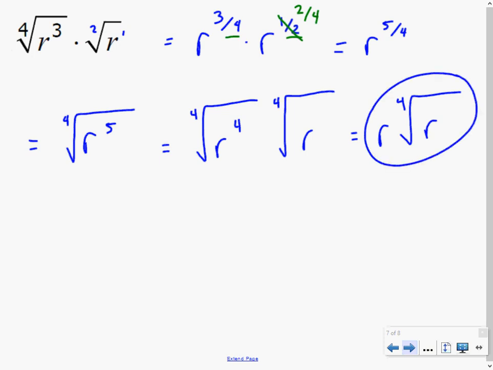The focus of this video is really just to show you this strategy of how we can use exponential form to get around this issue of not being able to multiply different kinds of roots together. If I need to multiply a cube root times a fourth root, convert them to exponential form, multiply them, and then convert back to radical form. Hope that makes sense.